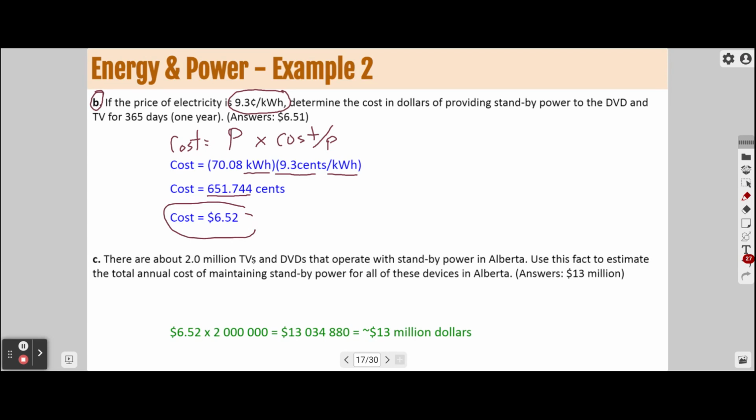So there's about 2 million TVs and DVDs that operate with standalone power in Alberta. Use that fact to estimate the total annual cost of maintaining standby power for all these devices in Alberta. So if it costs 6.52 for one, then let's multiply it by the 2 million TVs and DVD players. And you're going to see that's quite the cost for everybody in Alberta to have their TV and DVDs in standby power. $13 million.